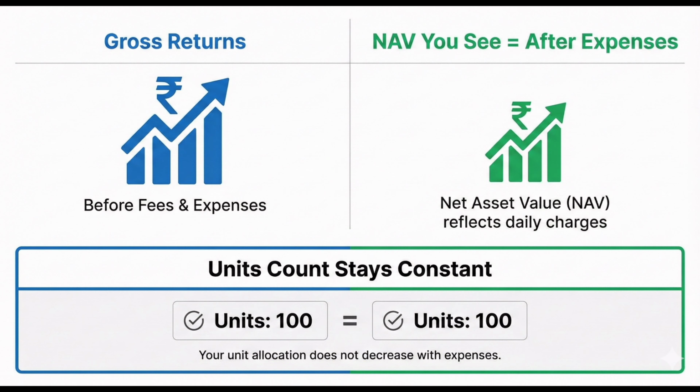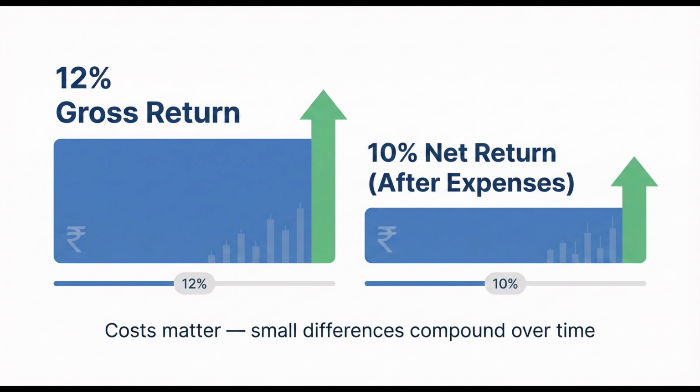How does TER work? Every single day, the fund earns profits or losses. From that, expenses are deducted. NAV is calculated after expenses. So, the NAV you see is already net of all charges. That is why your units never reduce, but your returns are slightly lower over time.